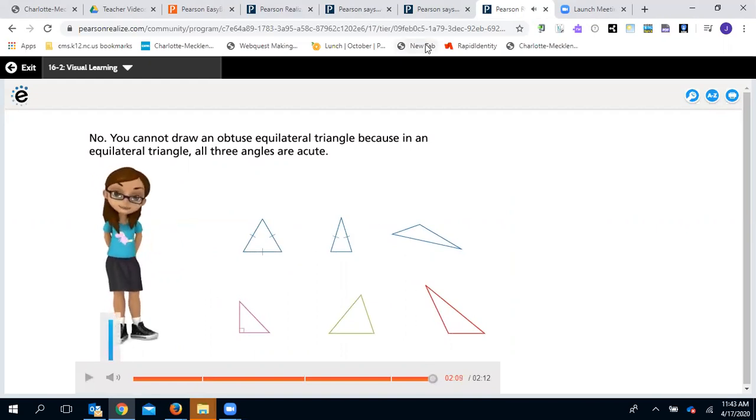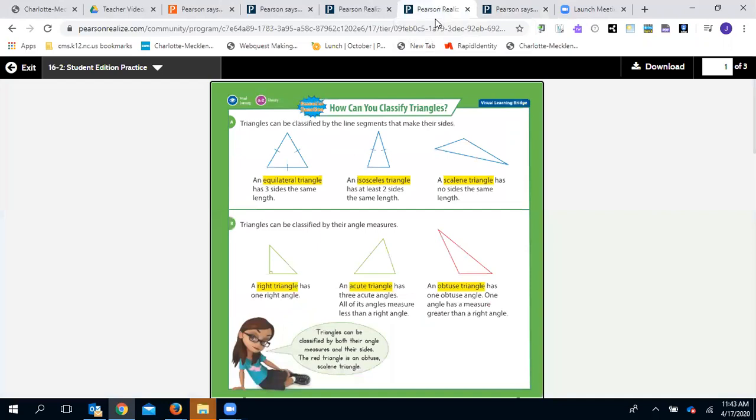Okay, boys and girls. I know you're familiar with those videos, but I also want to show you this page from your Pearson book right here. This kind of shows you all the different types of triangles. We classify triangles by their sides and their angles. Let's talk about their sides. If you see a triangle with all equal sides, all 3 sides the same length, it's got to be equilateral.